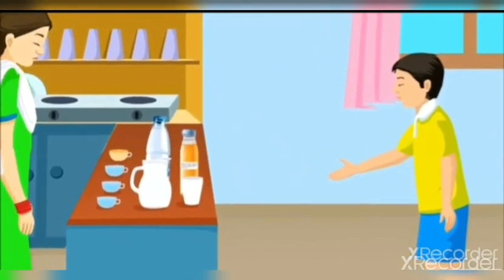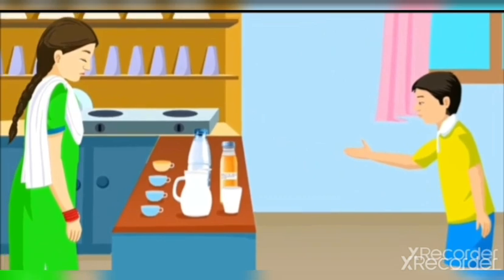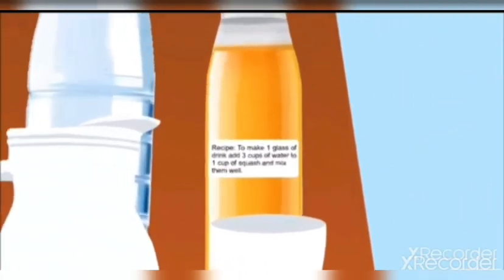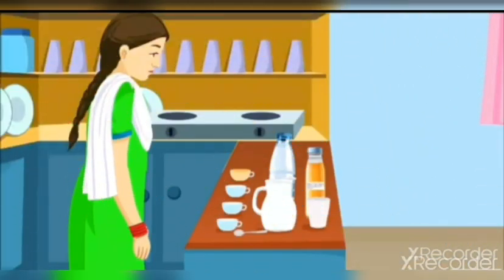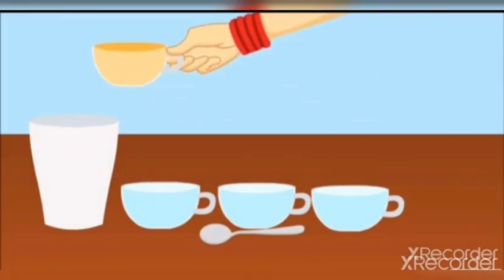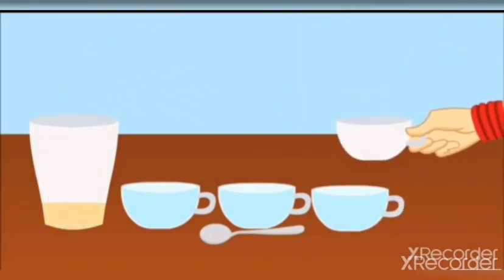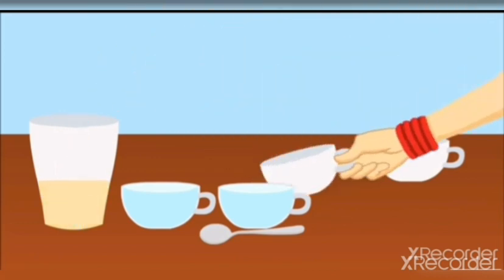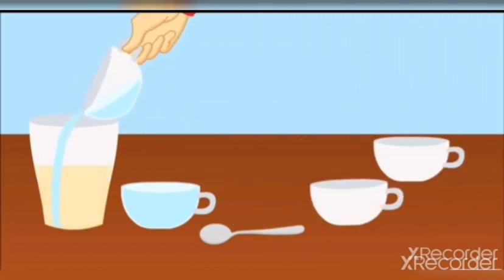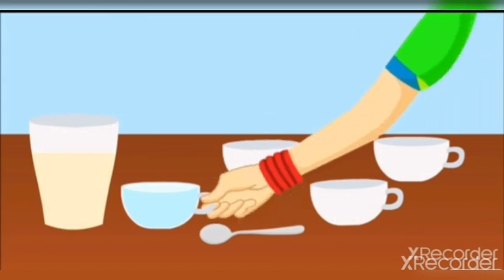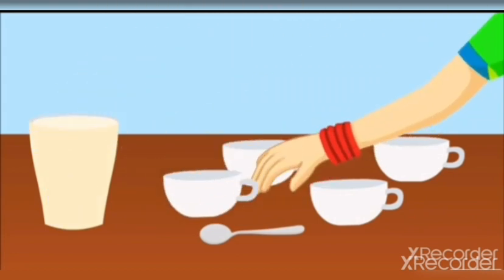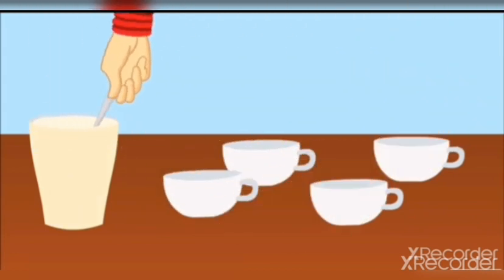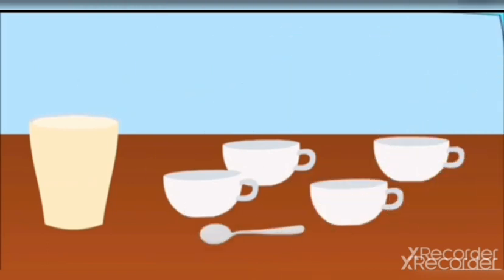Mom, how did you know what to add and how much? It is written on the bottle. To make a glass of drink, take 1 cup of orange squash. Pour it into a glass, add 3 cups of water to it, and then mix them well. Your drink will be ready to serve.